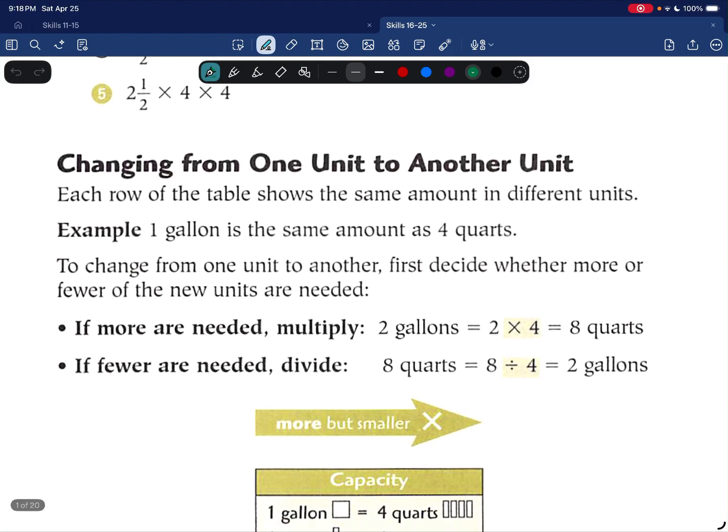Changing from one unit to another unit. Each row of the table shows the same amount in different units. Example, 1 gallon is the same amount as 4 quarts. To change from one unit to another, first decide whether more or fewer of the new units are needed. If more are needed, you will multiply. If fewer are needed, you will divide.